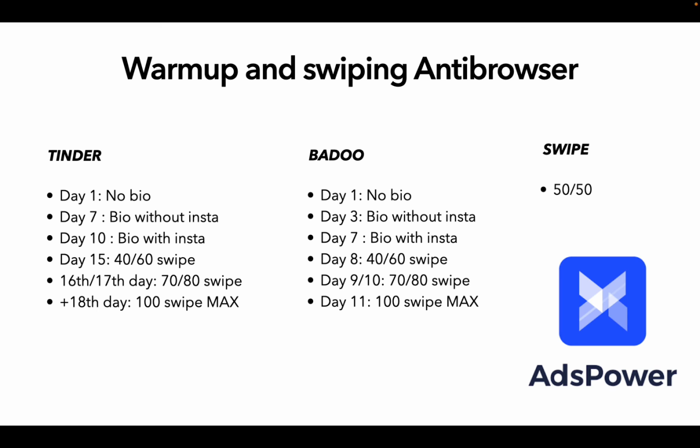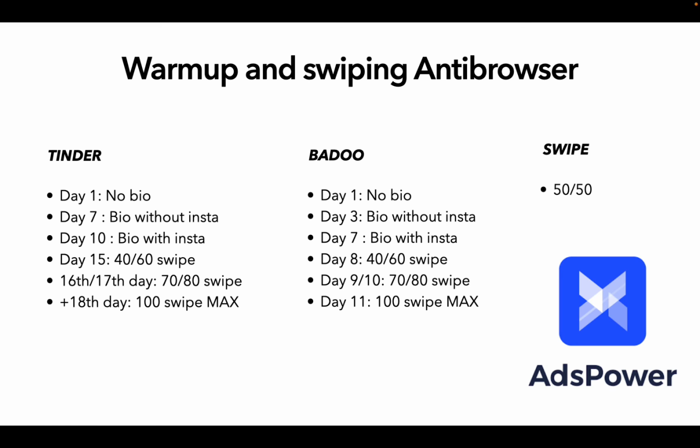These aren't solid accounts that are going to last, but if you want to last as long as possible, make sure you respect these rules. As for Badoo: day 1, no bio. Day 3, organic without Insta. Day 7, organic with Insta. Day 8, 40 to 60 swipes. Day 9 to 10, 70 to 80 swipes. Day 11, no swipes maximum.